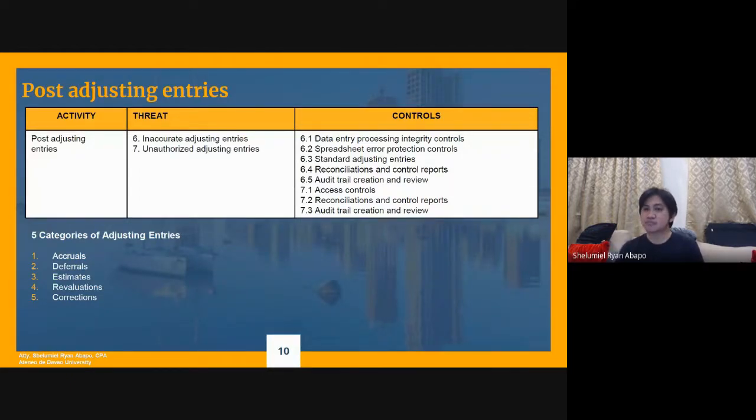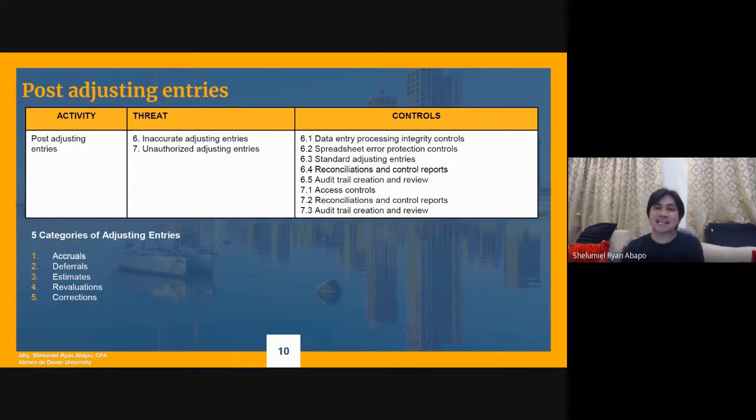These are the recognition or recording of your interest revenue earned and wages that are still payable. Okay? The third one will be estimates. May journal entries tayo. We have adjusting journal entries for estimates. These are entries to reflect a portion of expenses expected to occur over a number of accounting periods. Examples will be depreciation and bad debt expenses. Okay, because these are mere estimates.